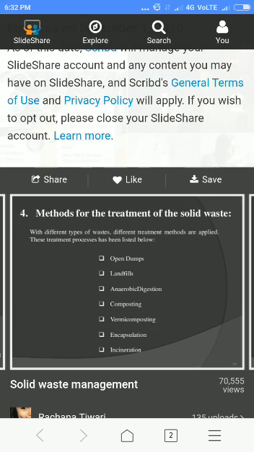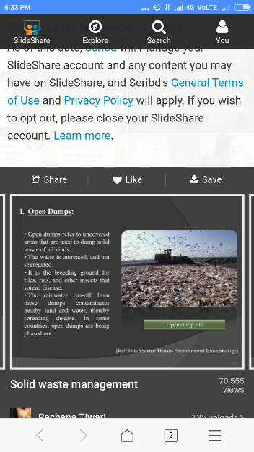So various types of methods are used for the treatment of solid waste. With different types of waste, different treatment methods are generally applied. Especially, they include the open dumping method, landfill method, anaerobic digestion, composting, vermicomposting, encapsulation, incineration. So these are the various types of methods used for solid waste treatment. One of the most important methods is the open dump.